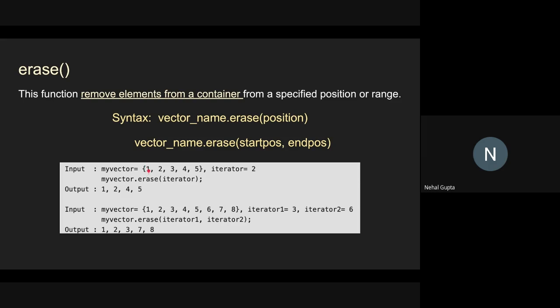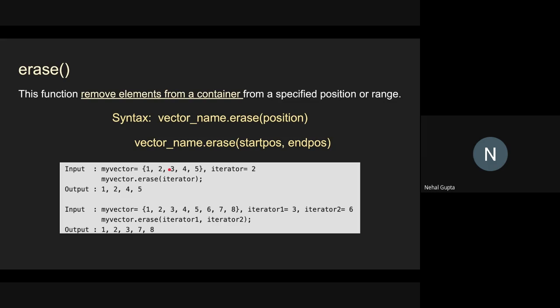In vectors, the way of defining indices is the same as in arrays. Indices will start from zero. They will go on till size of the vector minus one. So the second index is, this is zero, this is one, this is two. So this is the second index. This element will simply get removed.